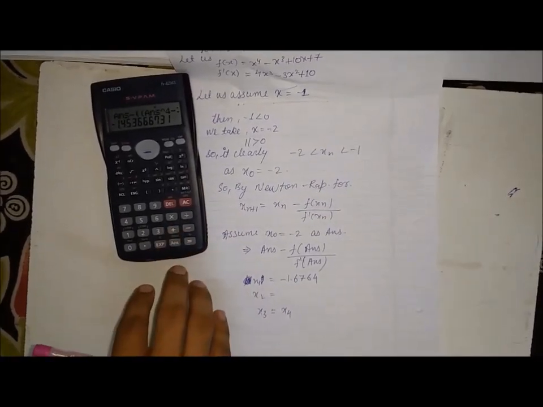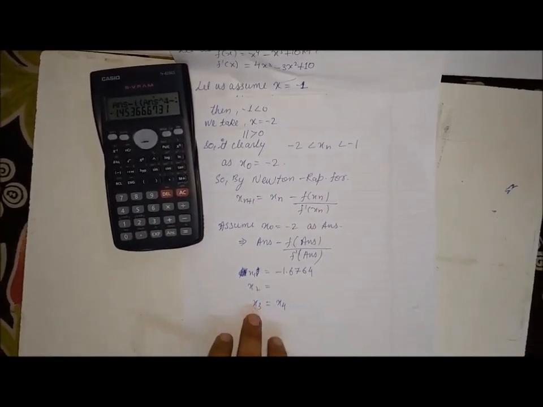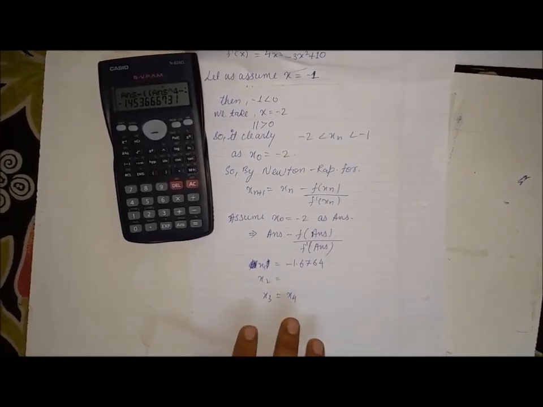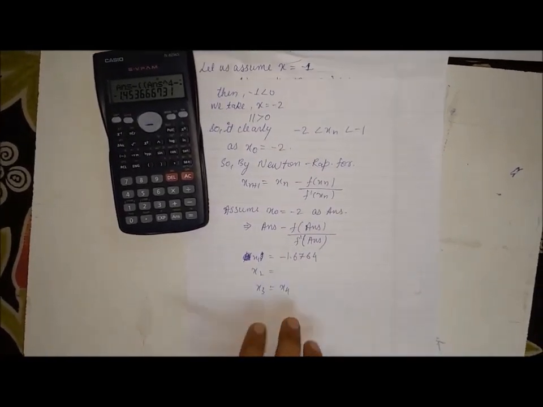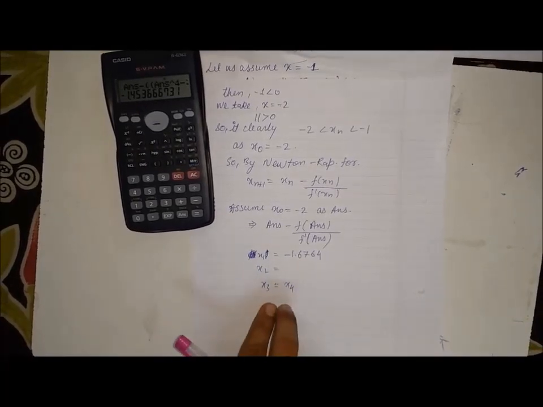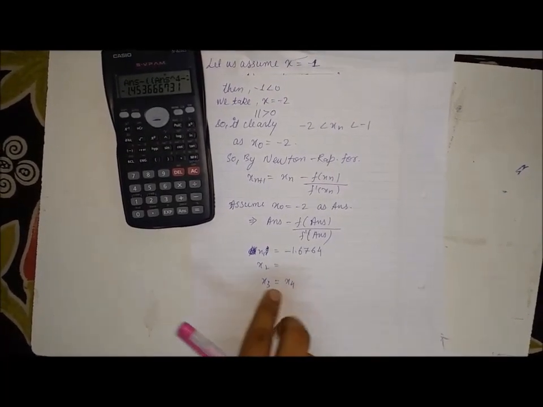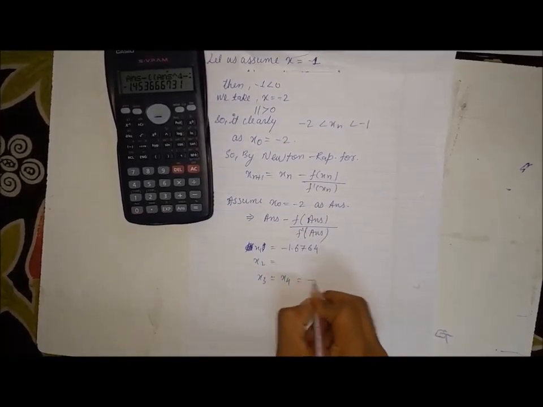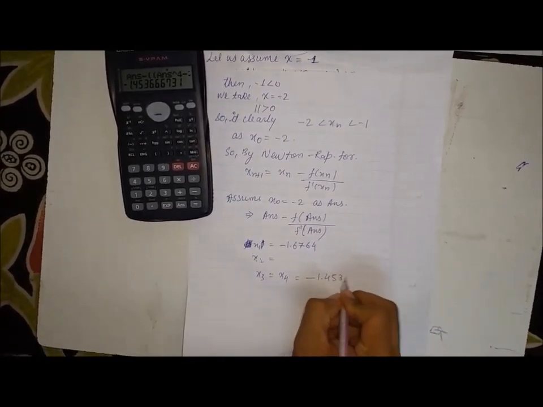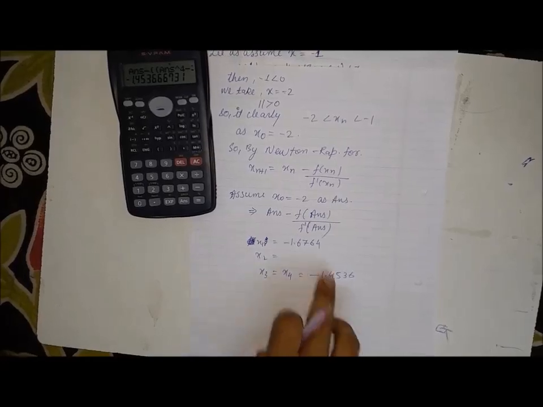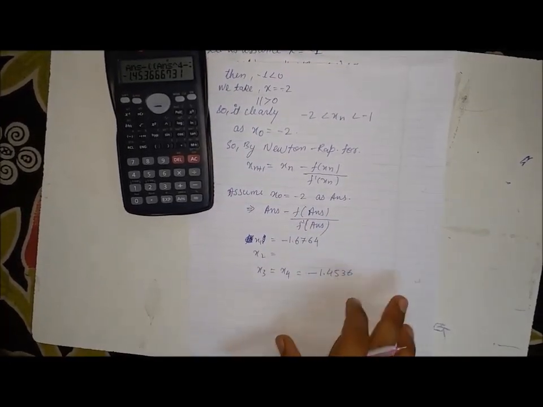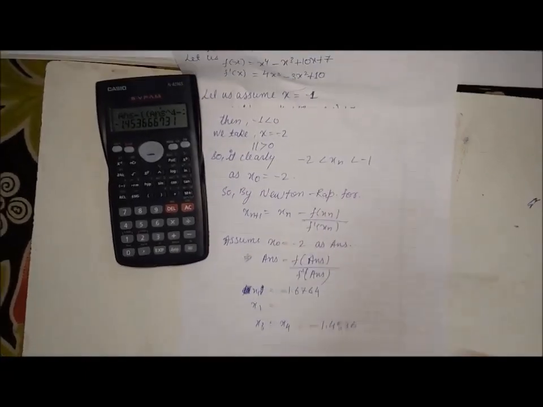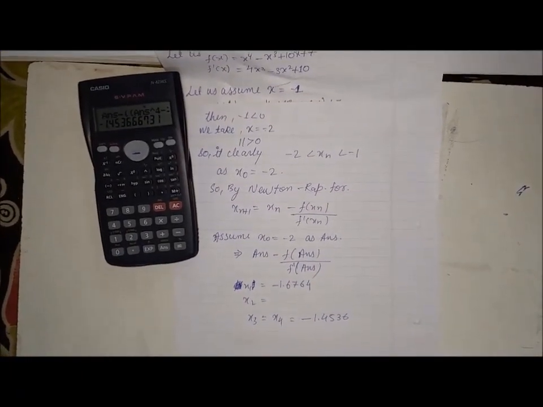By using this calculator method, we can find the further values of x2, x3, x4 till we find two nearly same values or exactly the same value of x. At the point where we get the same values of x, we will get the answer. Like in this case, we are getting the same values of x3 and x4, which is equal to minus 1.4536, which is the root of the given polynomial. So friends, see how easily we can calculate this hectic polynomial just by using the simple calculator method. Thank you.